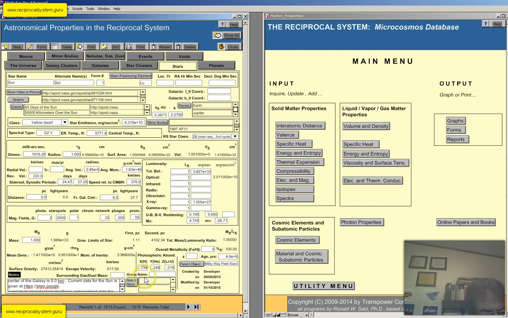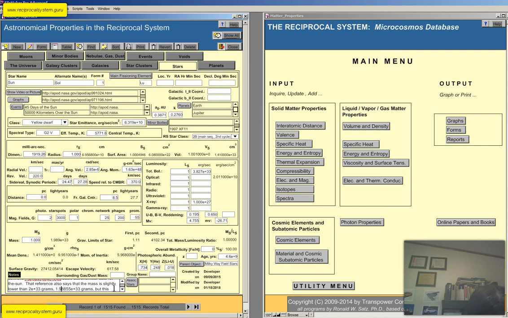By the way, if this were a binary star, you would have associated stars listed here. I want to take a look at them. Let me just read the first. Some astronomers believe that the sun's distance from the center of the galaxy is 8 kiloparsecs. Current data for the sun is given at a Google site, and so on and so forth. I'm not going to read the whole thing.